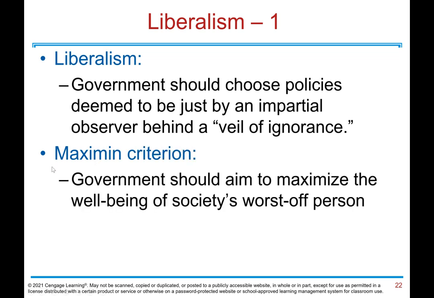Liberalism. According to liberalism, government should choose policies deemed to be just by an impartial observer behind a veil of ignorance. Maximin criterion: this states that government should aim to maximize the well-being of society's worst-off person.